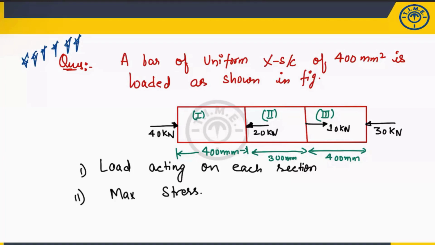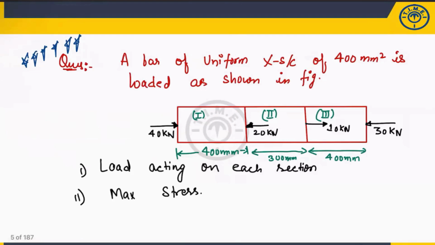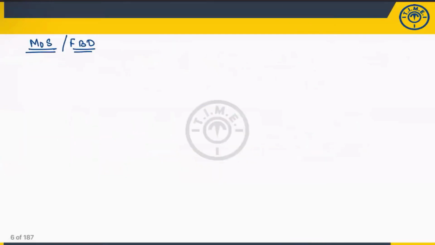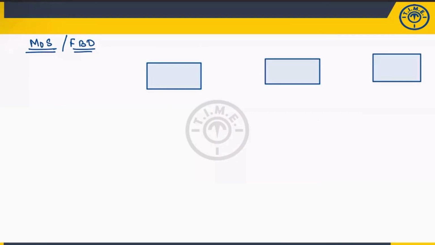The first method is called the method of section. It is also called the free body diagram. So what you will do, first of all, you will draw the free body diagram of each and every part. So let us suppose I am taking the first, second, and third part. So this is the first part, and this will be the second, and this is the third.